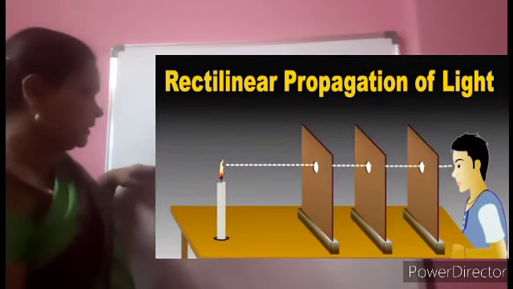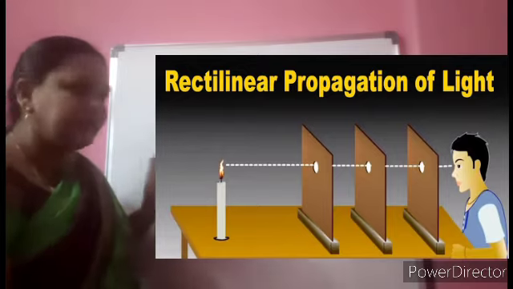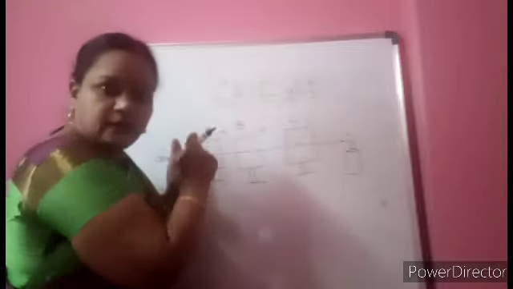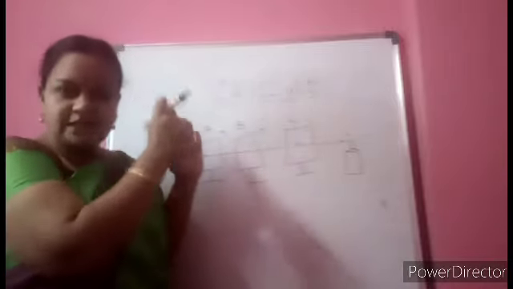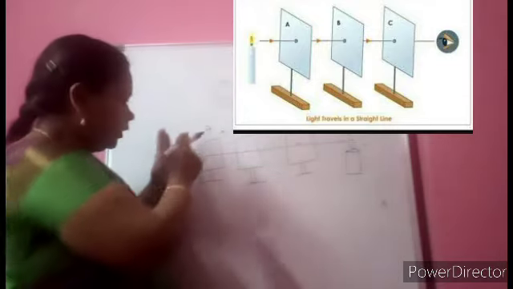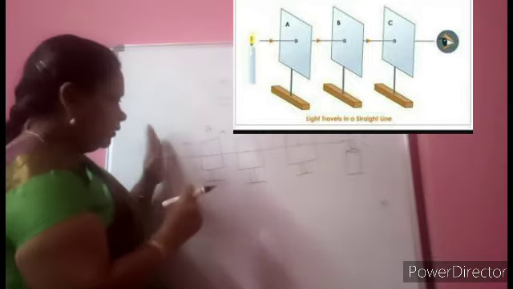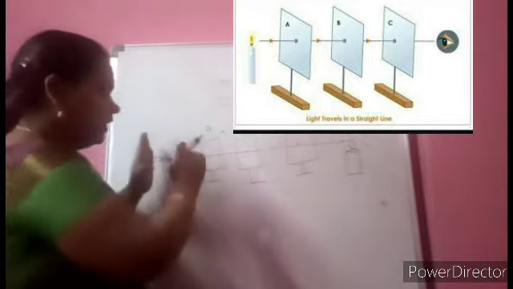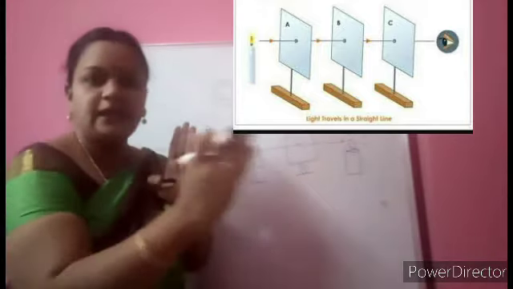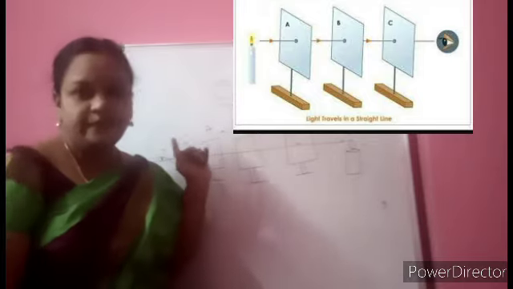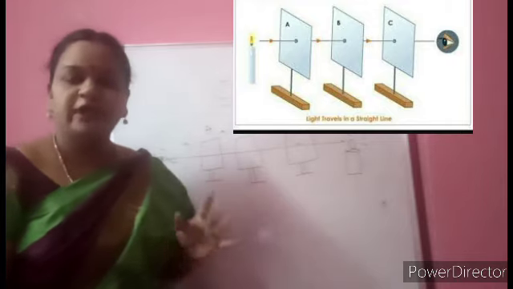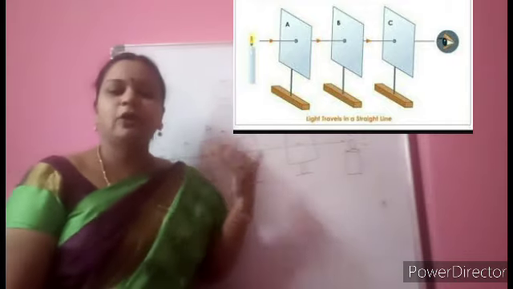You can observe from here, or you can keep a screen and see from there. You can observe whether you are able to get the light. You will be able to see the light rays as a pinpoint, on the screen also. Only when all 3 holes are in a straight line will you be able to see the flame of the candle, or else you will not be able to see it. Why? Because light cannot bend and it will not reach your eye.